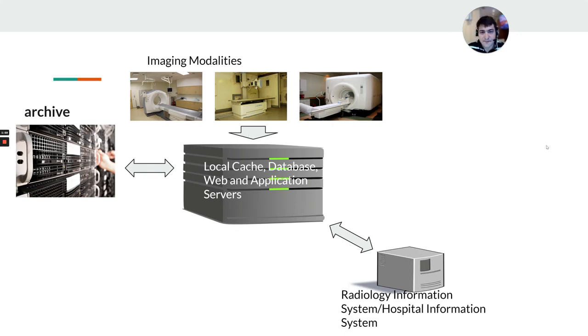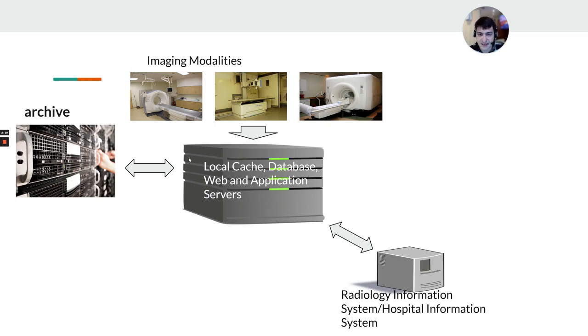So that's a simple thing. We are going to at some point move the images over to the archive. You can see that there is a double-edged arrow here, and that's because we're able to send images over to the archive, as well as retrieve them back from the archive whenever we need to.